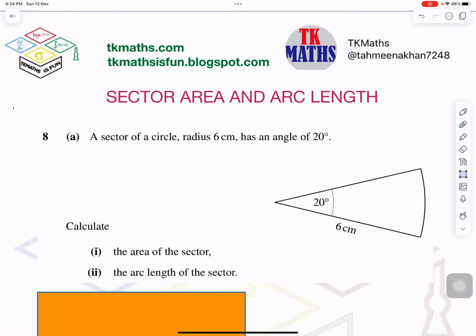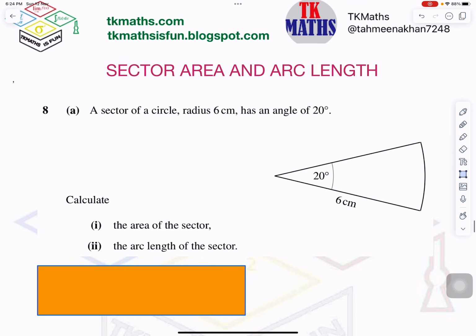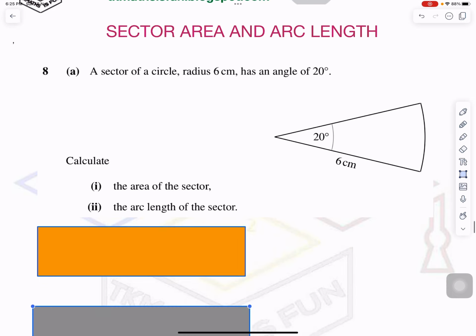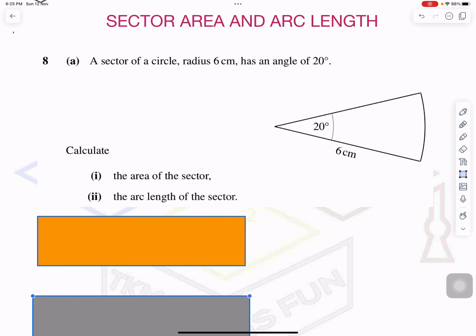In today's video, we will see the concept of sector area and arc length. It is part of the syllabus of secondary mathematics and of many examination boards. So let's see here. A sector is given to you with radius 6 centimeter and angle 20 degree. You have to find the area of the sector and the arc length of the sector.